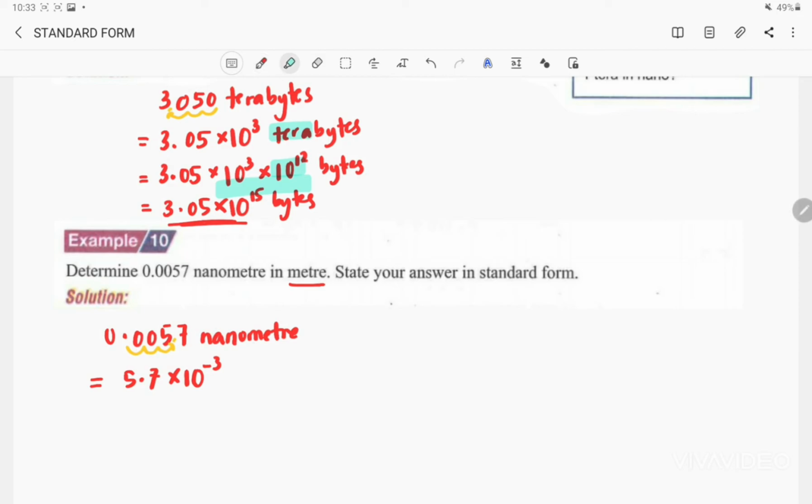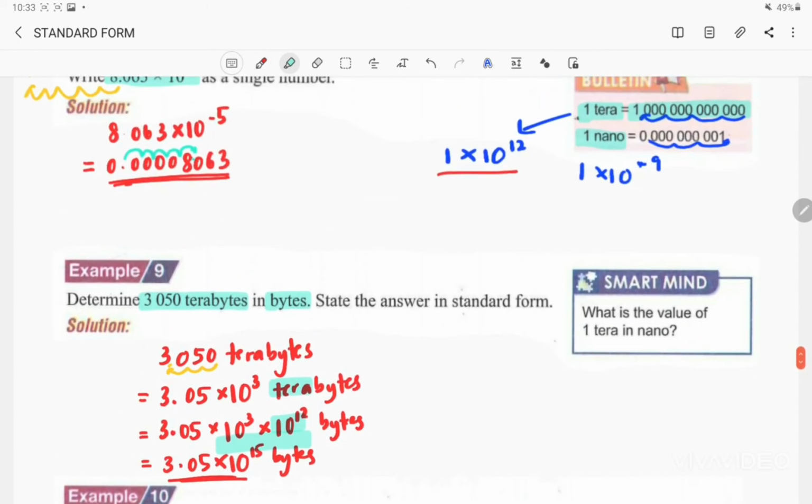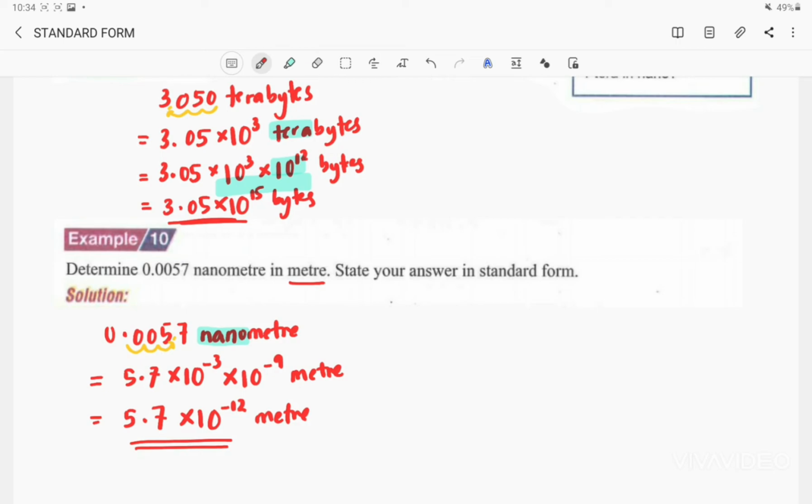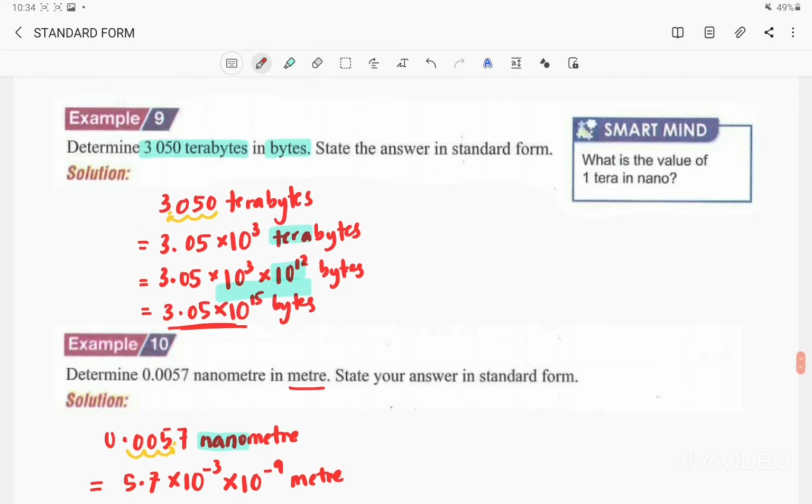Okay, nano. Apa dia nano? Tadi kita dah tengok nano is 10 power of negative 9. So this one is times 10 power of negative 9 meter. So answer is 5.7 times 10 power of negative 12 meter. Okay, this one is the answer. Selain daripada apply the concept of standard form, you also have to apply the concept of index, law of indices.